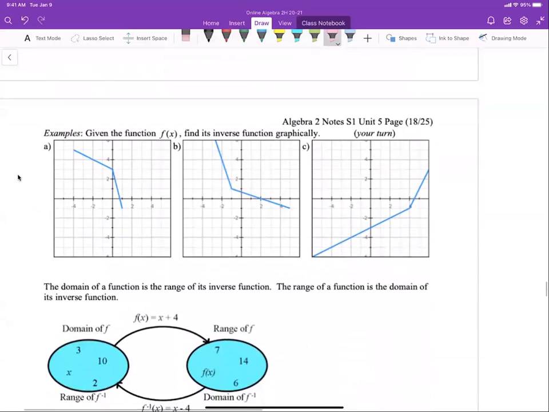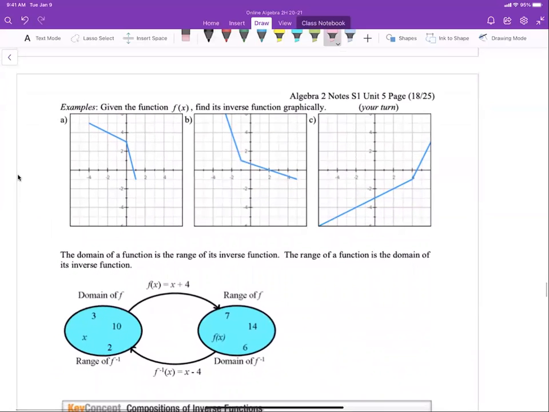So let's figure out how to determine an inverse of a function graphically. I have been given a graph of f of x, and I have been asked to find its inverse function graphically. How do we do that? Well, this function in A is a piecewise function, and it only has 2 line segments. So we are going to look at each individual line segment. I have the first data point, with a coordinate of (-4, 5), and I have to graph its inverse function.